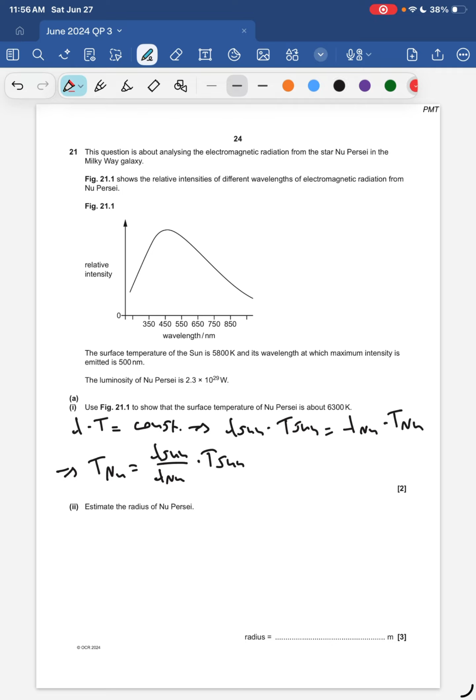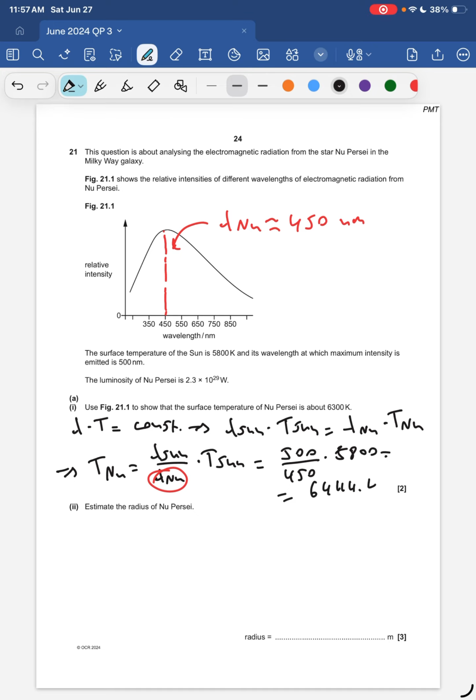But we are missing lambda of Nu Persei, but we can use the graph. So something like that. So I used lambda nu equal to 450 nanometers. But if you go a little bit to the right or to the left, I think they're going to be fine with that, in terms of the mark scheme. So this becomes equal to 500 for the sun over 450 times 5800. So we find that the temperature of Nu Persei is 6444.4 kelvins.